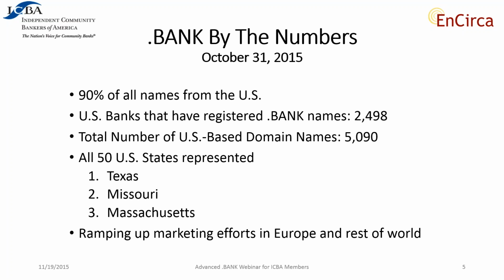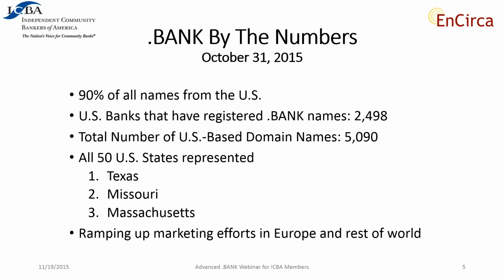Some information by the numbers through October 31st. As you can see here on the screen, we had just a bit more than 5,000 domains registered by banks within the United States, representing about 2,500 individual banks. So it appears that banks are on average registering a couple of domain names. We know some only have registered one and others have registered many, which is how the average gets skewed a bit. We do have registrations from all 50 states, and as you can see, Texas, Missouri, and Mass are leading the way in terms of the highest volume.